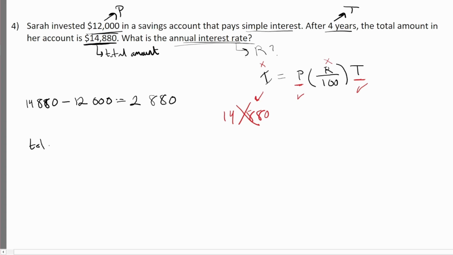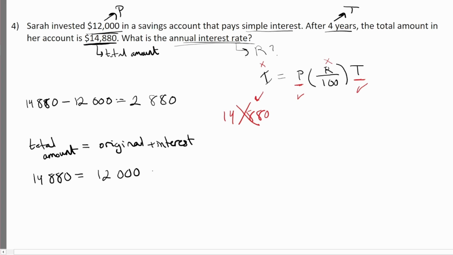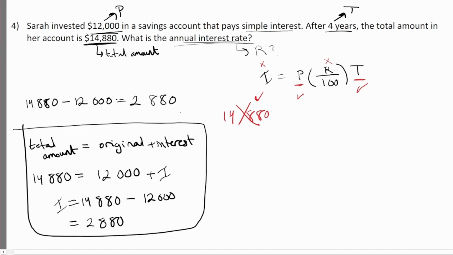If you want to work this on the rule, if you remember, the rule was total amount is equal to the original plus interest. So we know the total is 14,880 equals the original, 12,000, plus the interest, I. So in order to find I, you would be subtracting 14,880 minus 12,000, and you will get 2,880. You can either do it by the rule, or if you understand it, you can get it relatively quickly using just subtracting the new amount.